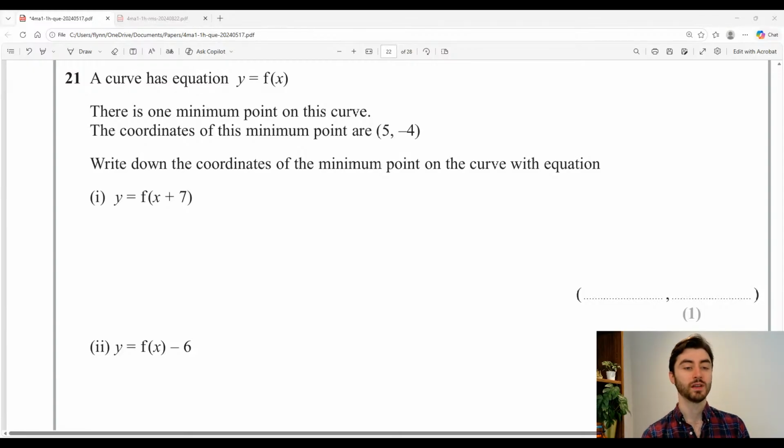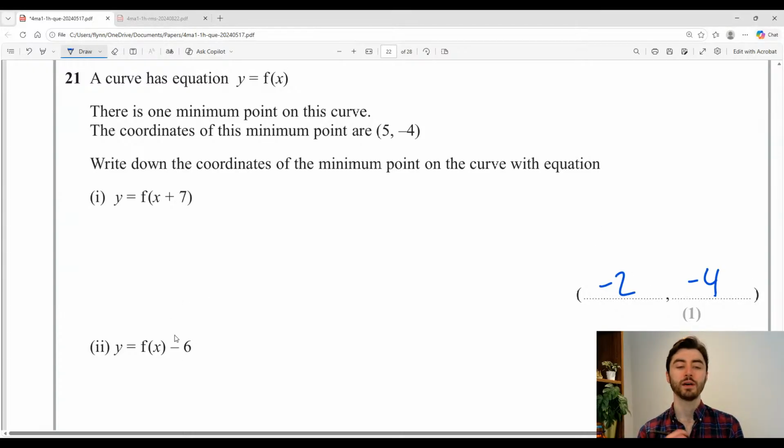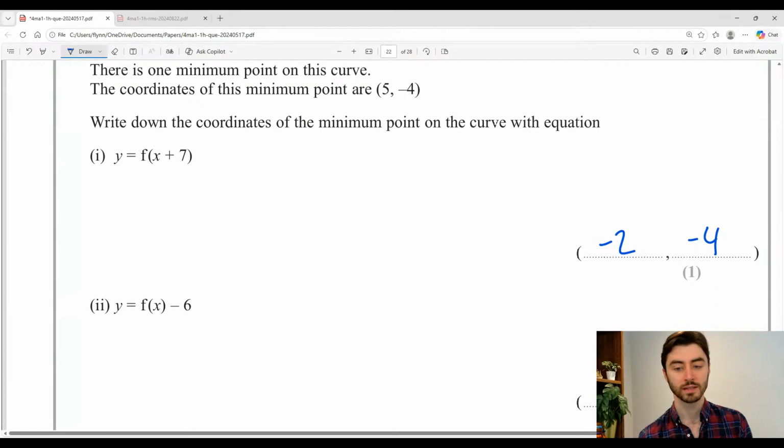So this does not add 7 to x, it subtracts 7 from x to make that minus 2 minus 4. And here on the outside, it does exactly what you expect. It subtracts 6 from your y to make it 5 minus 10.